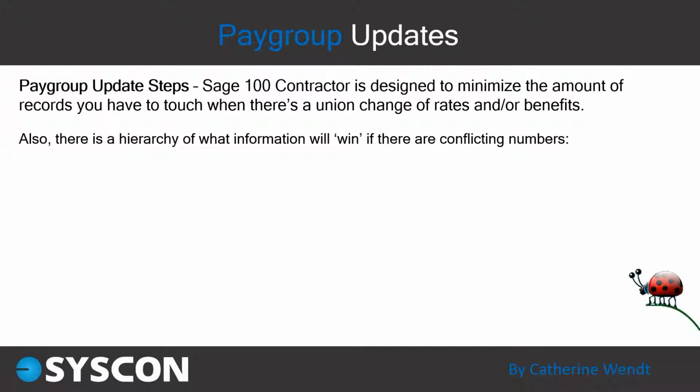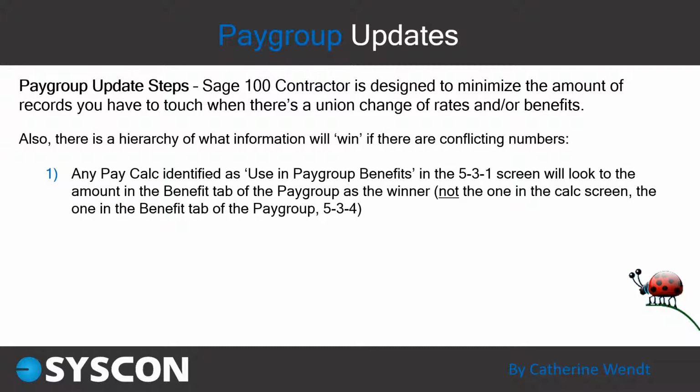All right, so here are some of the things to consider. There is a hierarchy. If you have one rate in the pay group, another rate in their employee file, and yet a third rate in the pay calc, and it is possible that someone has a different amount in those three places, there is a set of rules that decide which number wins, and here they are.